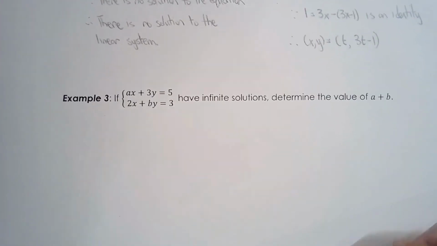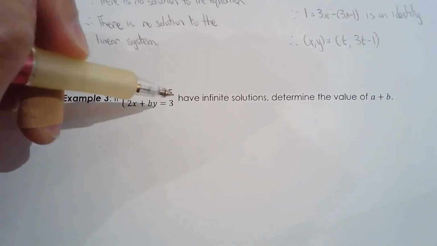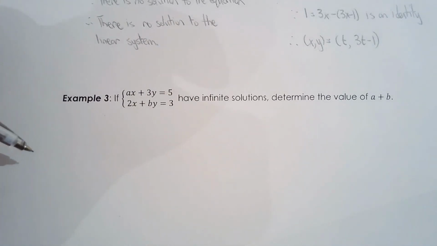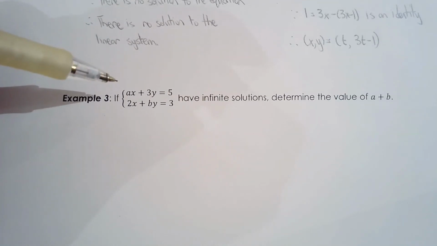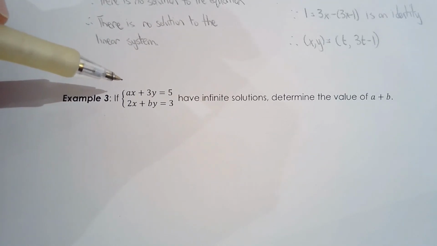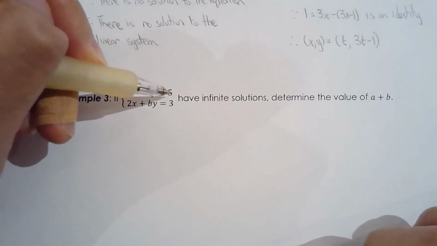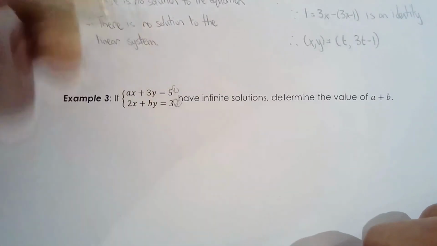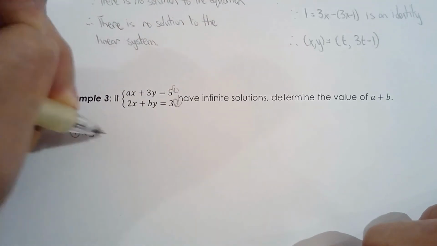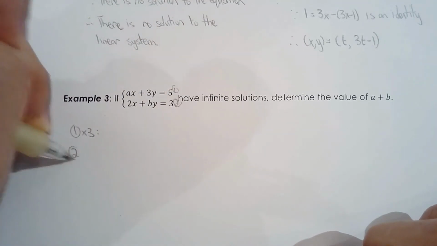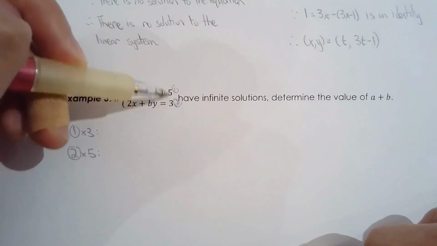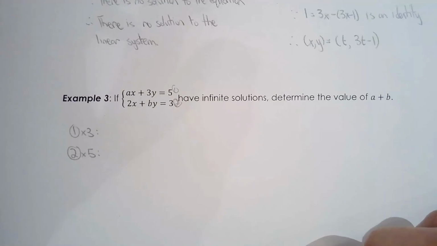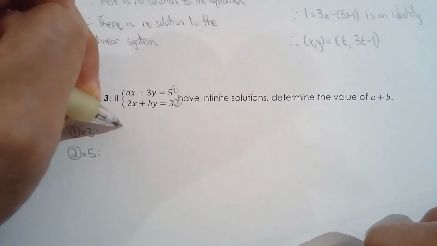All right, we have a linear system here. We are told that there are infinite solutions for this linear system, which means that these two equations are really the same. Determine the value of a plus b. So what we're going to do is take the first equation and multiply it by 3, and take the second equation and multiply it by 5. Now, why did I choose those numbers? Because I want to change the constant term in both of the equations to be equal. I'll explain why later, but let's do it and then we'll see.